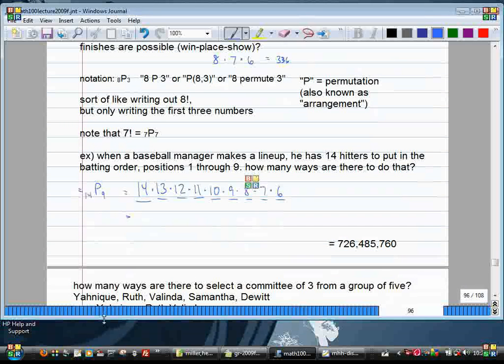Next. How many ways are there to select a committee of 3 from a group of 5? Let's say these 5 people are Yannick, Ruth, Valinda, Samantha, and DeWitt. So how many ways are there to select a committee of 3? What do you think?